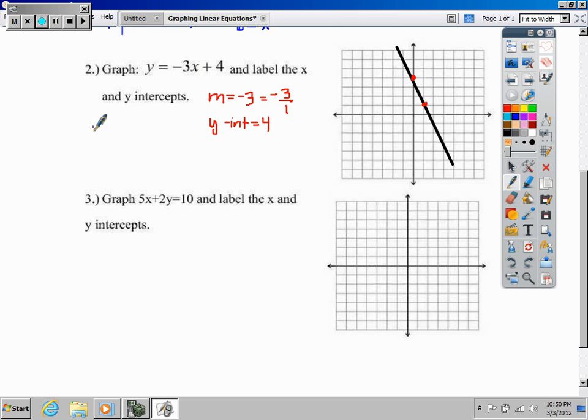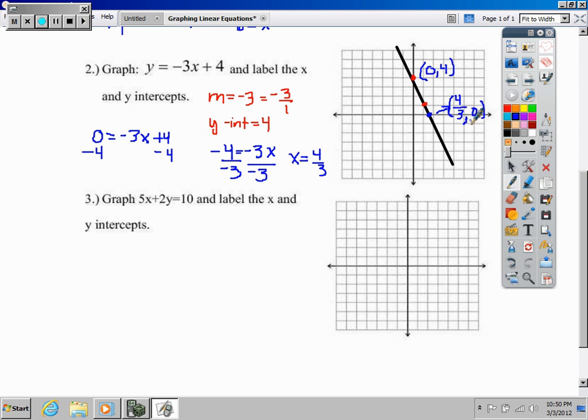Now, if I wanted to, I know that this point up here is (0, 4). If I want to get the x-intercept, I would put 0 in for y again. So it's 0 equals -3x plus 4. Now I'm solving for x by subtracting 4. So I get -4 is -3x. Divide by my -3. So x becomes 4/3. So this point right here should be at (4/3, 0).